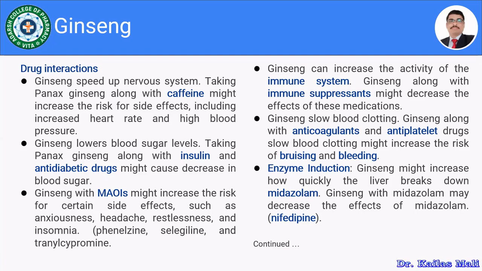Then ginseng with the anticoagulants and the antiplatelet drugs. As you know, the anticoagulant and antiplatelet drugs are going to thin the blood, isn't it? Either they are going to prevent the coagulation or they are going to prevent the aggregation of the platelets. Ginseng also is going to slow down the blood clotting. So when we are combining the ginseng with the antiplatelet and anticoagulant drugs, there might be chances of bruising and bleeding. The risk of bleeding is going to be increased. So one should not combine the ginseng with the anticoagulant and the antiplatelet drugs like warfarin and aspirin.